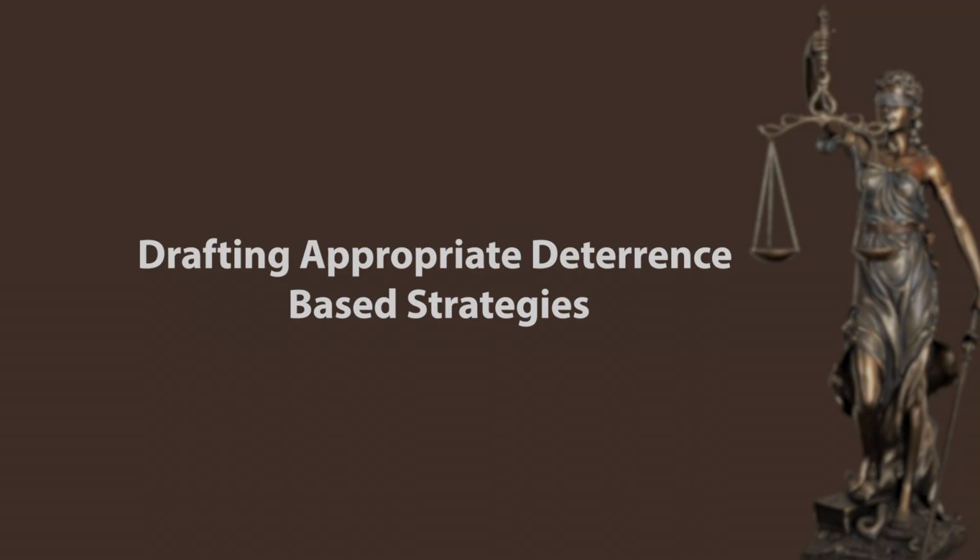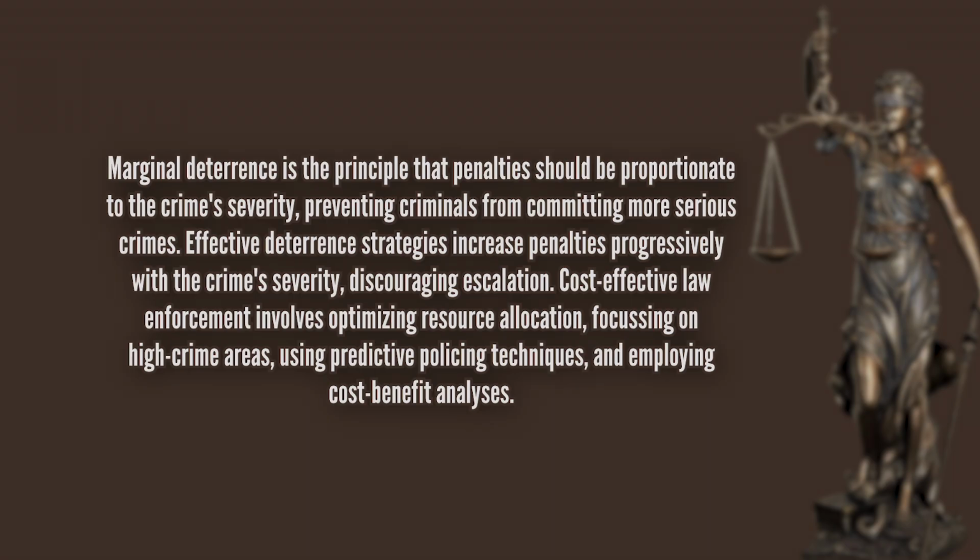Second point here is drafting appropriate deterrence-based strategies. Creating policies based on deterrence is one of the most obvious uses of the economic theory of crime. The idea states that people are less likely to commit crimes if the expected costs are greater than the expected rewards, such as the possibility of being caught and penalized. Marginal deterrence is the principle that penalties should be proportionate to the crime's severity, preventing criminals from committing more serious crimes. Effective deterrence strategies increase penalties progressively with the crime's severity, discouraging escalation.